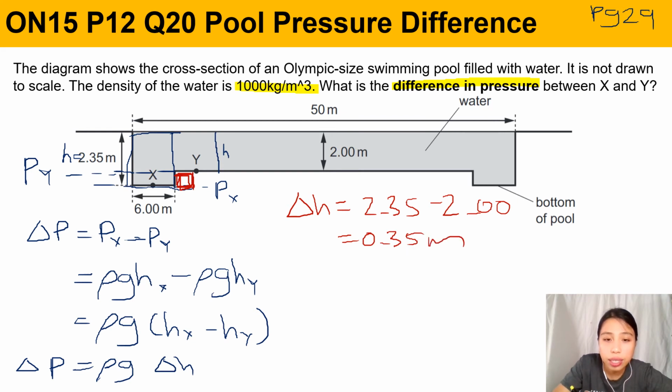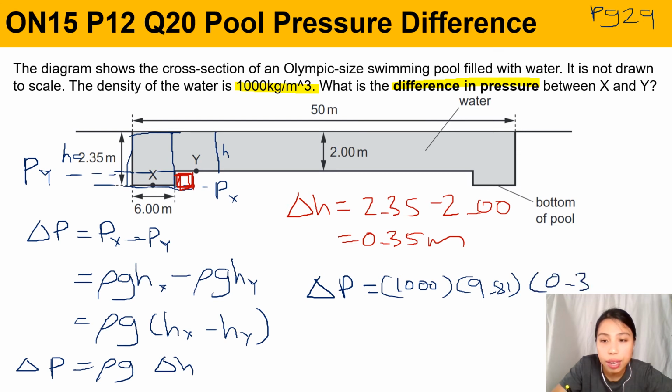So then you can just calculate the change in pressure is density 1,000, times 9.81, times change in height 0.35 meters. So you should get about 3.4 kilopascals as your change in pressure.